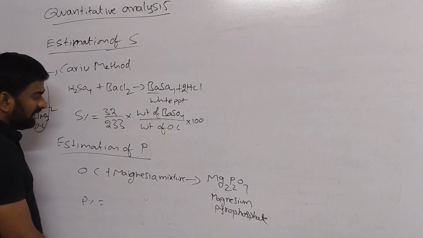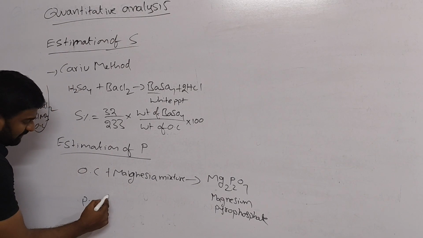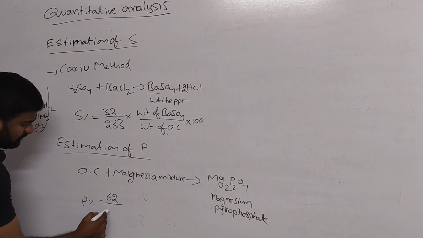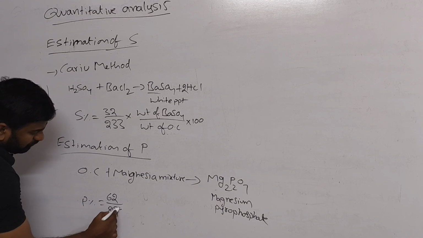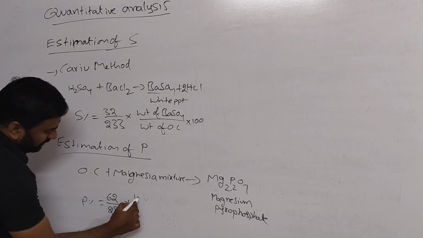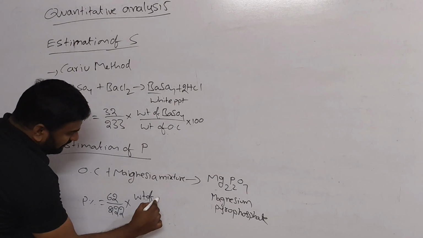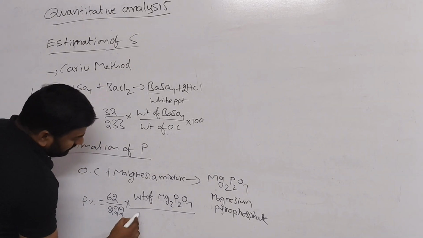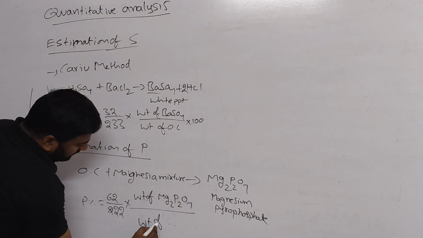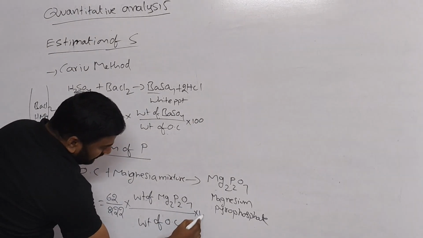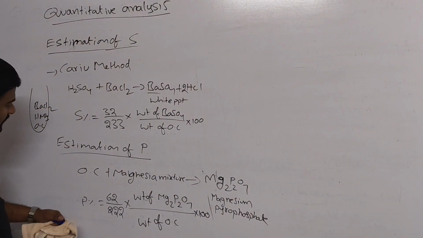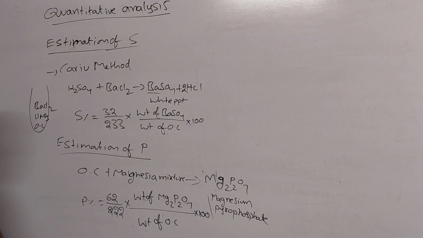How many phosphorus atoms? Two atoms. One atom weighs 31, so two atoms weigh 62. The Mg2P2O7 molecular weight is 222. So the phosphorus percentage is 62 by 222, into weight of Mg2P2O7 by weight of organic compound, into 100. In this way we can calculate the phosphorus percentage.